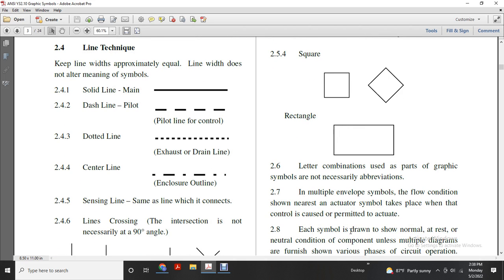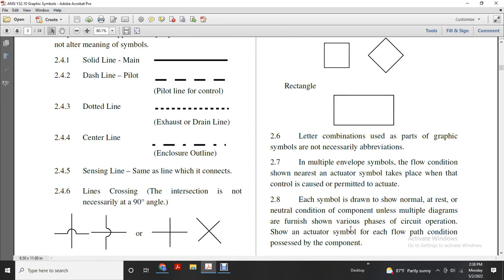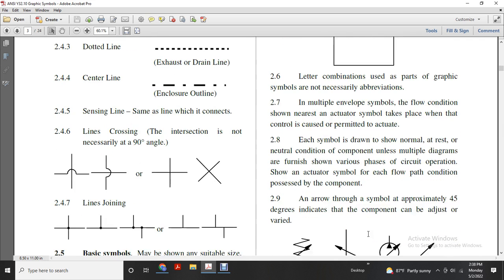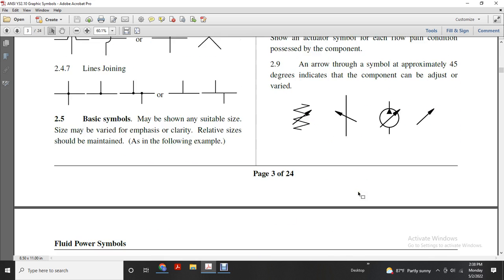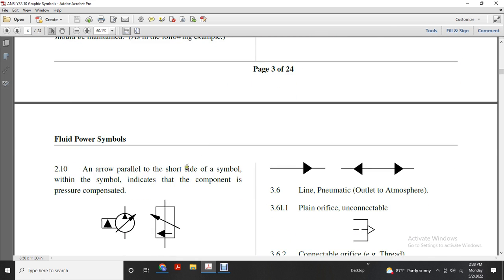Multiple envelope symbols show the condition, with the nearest actuator symbol showing what takes place and whether the controllers cause or permit actuation. Each symbol is drawn to show the normal rest and neutral condition of components, unless multiple diagrams are furnished with various phases of circuit operation, showing the actuator symbol for each of the flow path conditions possible by the component. An arrow through a symbol at approximately 45 degrees indicates the component can be adjusted or varied. An arrow parallel to the short side of the symbol indicates the component is a pressure compensated component.